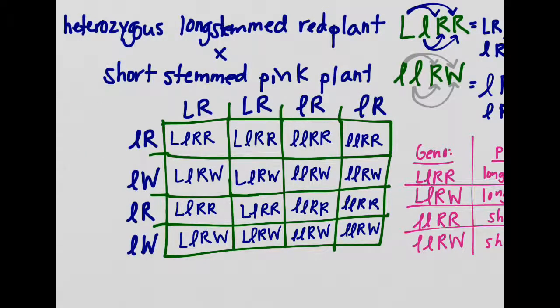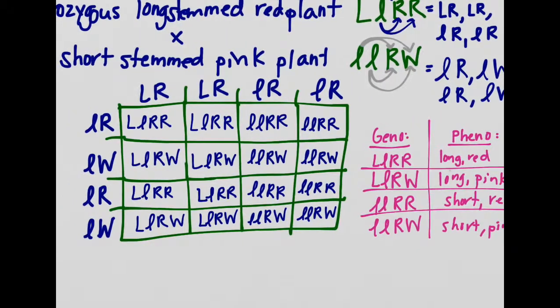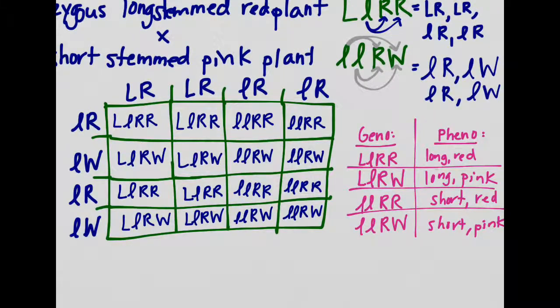Now we can't see everything on the slide, but back to genotype, phenotype. Hopefully you can see all of that. So there we go. That's talking about incomplete dominance and working through 2 examples for you.